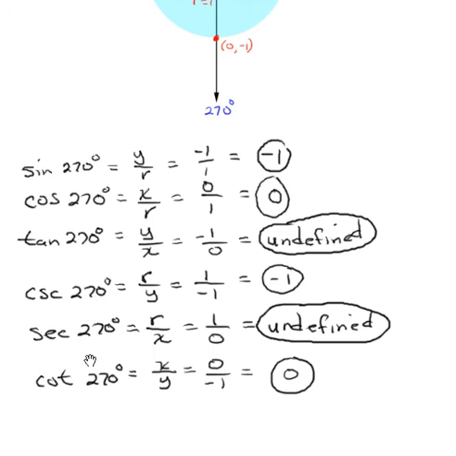I'm only doing 270 degrees. For an exercise, we may have you do 90 degrees, 180, 0, or 360. So that's the unit circle, which will help us as we do the rest of Chapter 12, Section 3.